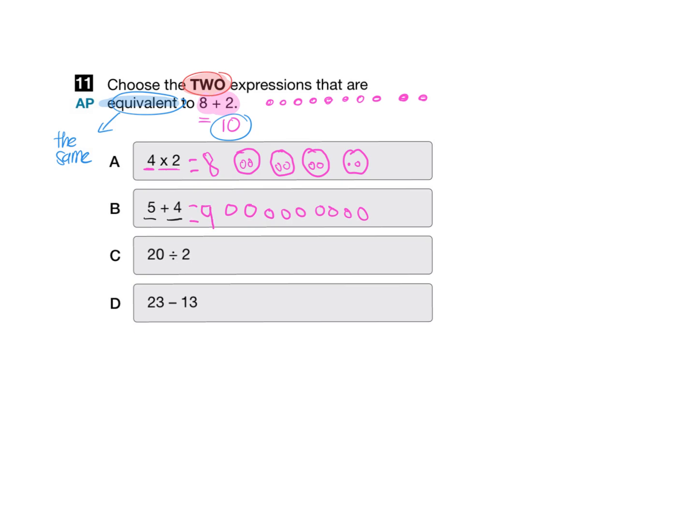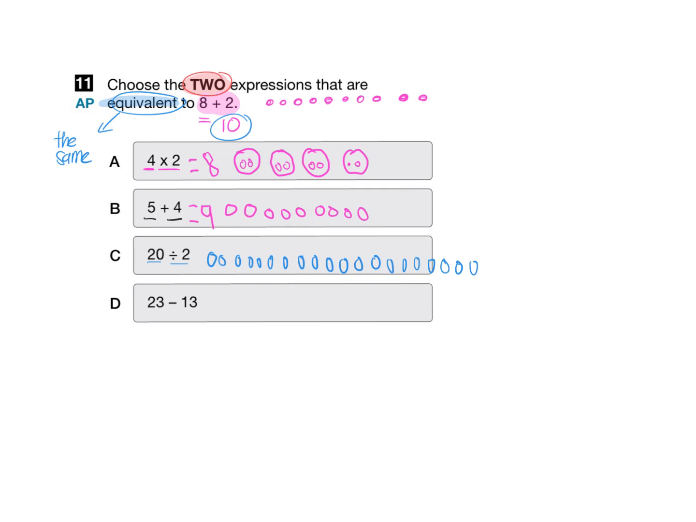Okay, now we have a division question: 20 divided by 2. So we're going to draw 20 counters. 1, 2, 3, 4, 5, 6, 7, 8, 9, 10, 11, 12, all the way up to 20: 13, 14, 15, 16, 17, 18, 19, 20.